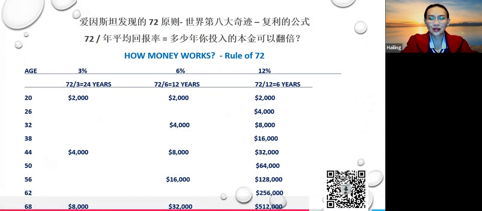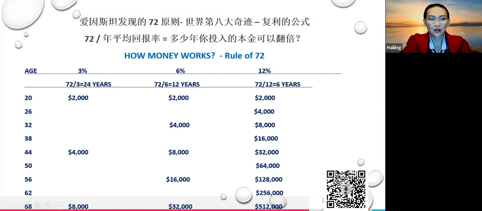For example, 3 different persons do the same thing at the age of 20. They all deposit one-time money, $2,000, into their account. And if the person is quite conservative, only earning 3% per year, the money would double in 24 years. Right? 72 divided by 3 equals 24. At the age of 68, upon retirement, the money only doubled twice.